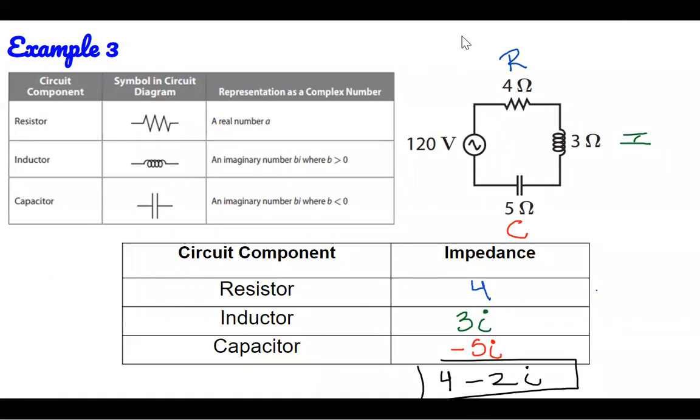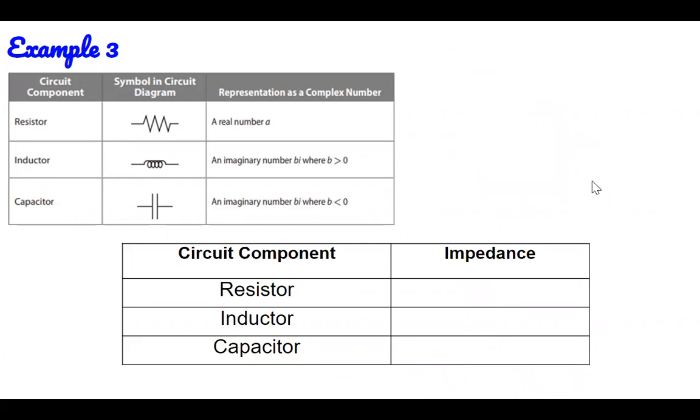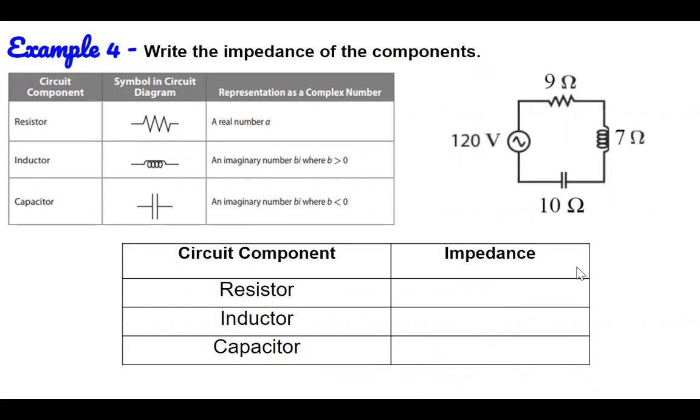All right, ready? Everybody has this? Okay, let me go ahead and clear. All right, go ahead and try this one. The next one, example number 4, on your own. Go ahead and write the impedance of the components, your resistor, your inductor, and capacitor, and find the total impedance of it. Okay, let's see what you guys get.